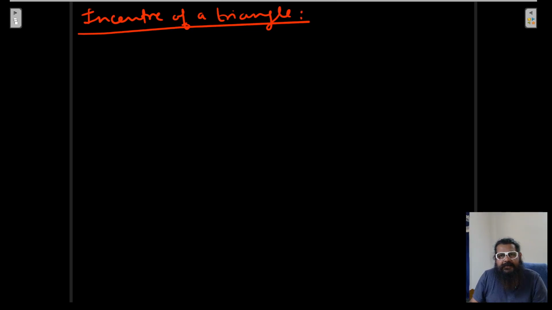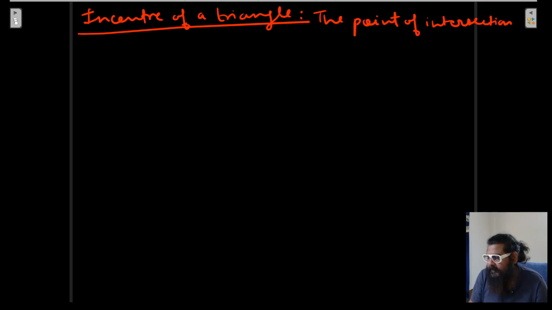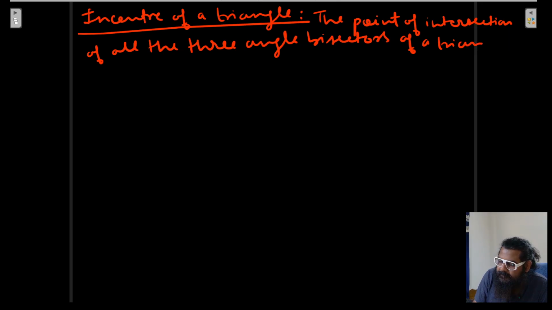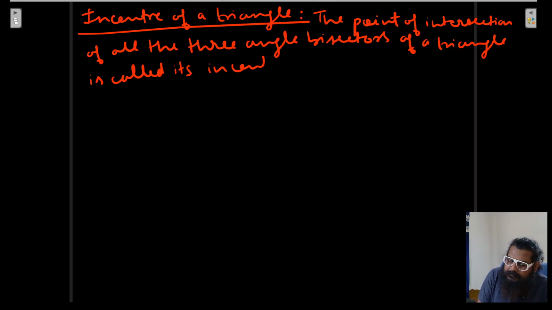The point of intersection of all the three angle bisectors of a triangle is called its incenter, and it is denoted by capital I.